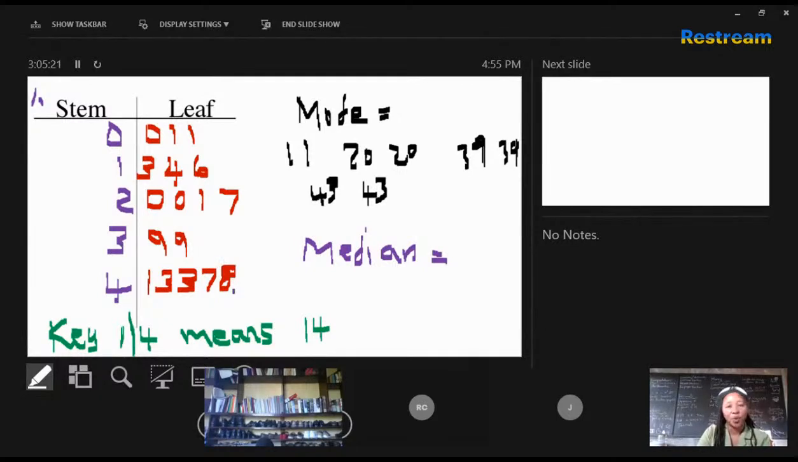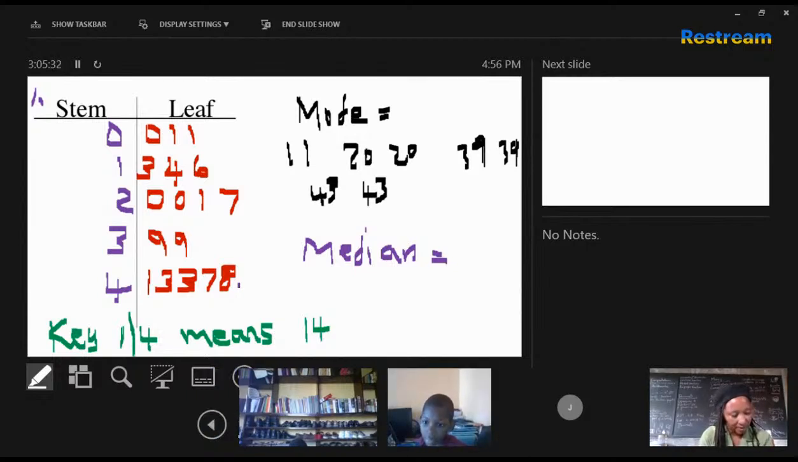17 numbers. When there is an odd set of numbers, we'll only have one number in the middle. So 17 divided by 2 is 8 with a remainder of 1. So we should have 8 numbers on each side. So 1, 2, 3, 4, 5, 6, 7, 8.